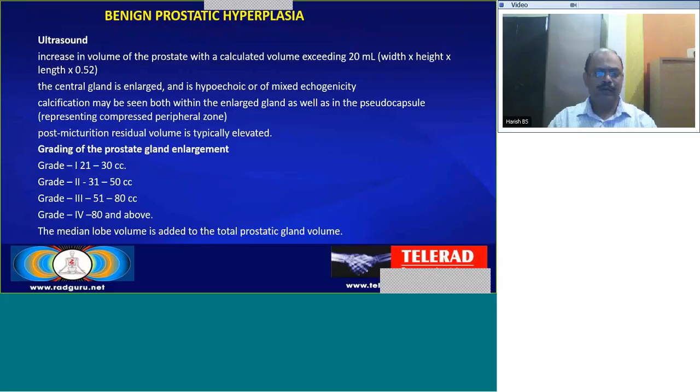Another important use of ultrasound is in the evaluation of the post-micturition residual volume, which is useful for management purposes. The grading of prostate gland enlargement is done according to the volume of the gland. Grade 1 is considered to be between 21 and 30 cc, grade 2 between 35 to 50 cc, grade 3 between 51 to 80 cc, and grade 4 80 cc and above. The median lobe volume is also added to the total prostatic gland volume.